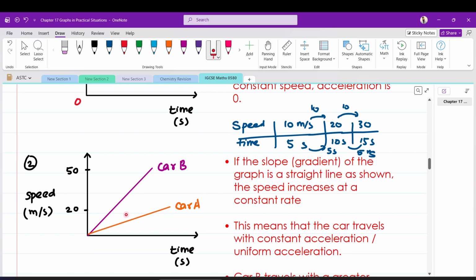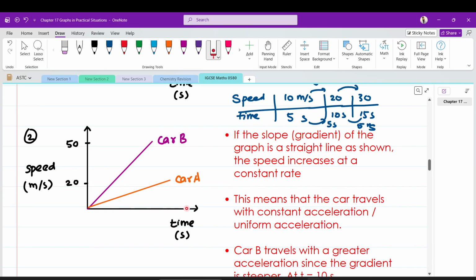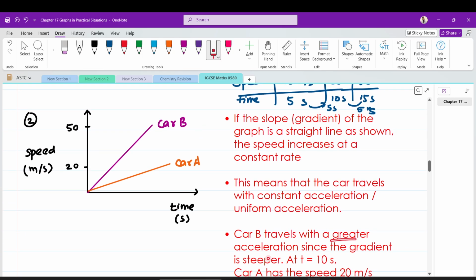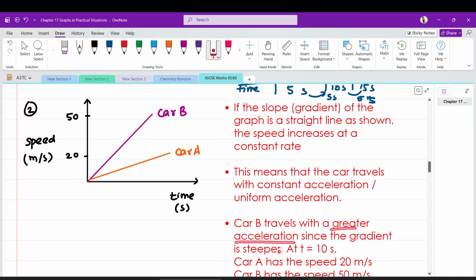Now, similar to the distance time graph, where the gradient gives you the speed, the gradient of the speed time graph gives you acceleration. So that means car A has a lower gradient. However, car B has a steeper gradient. Therefore, we can say that the acceleration of car B is more, that car B is accelerating faster than car A. So car B travels with a greater acceleration since the gradient is steeper.